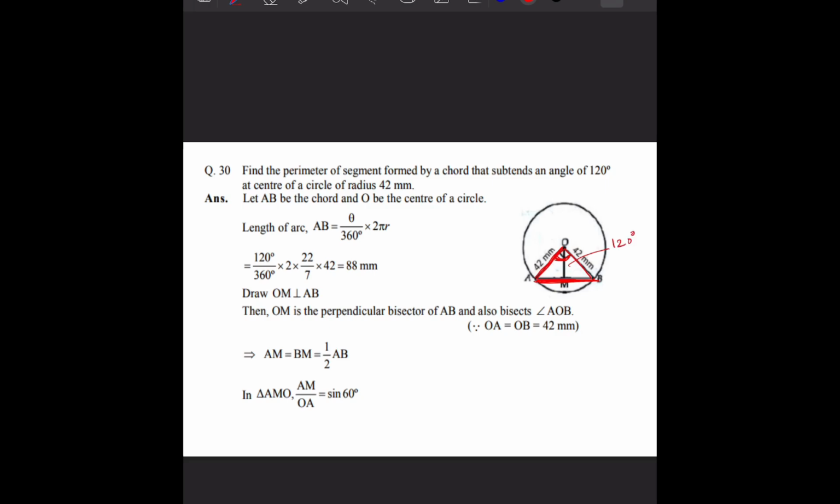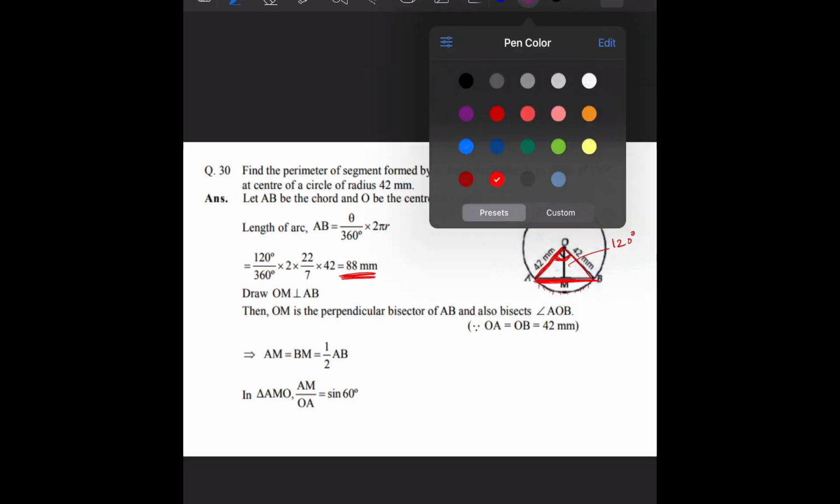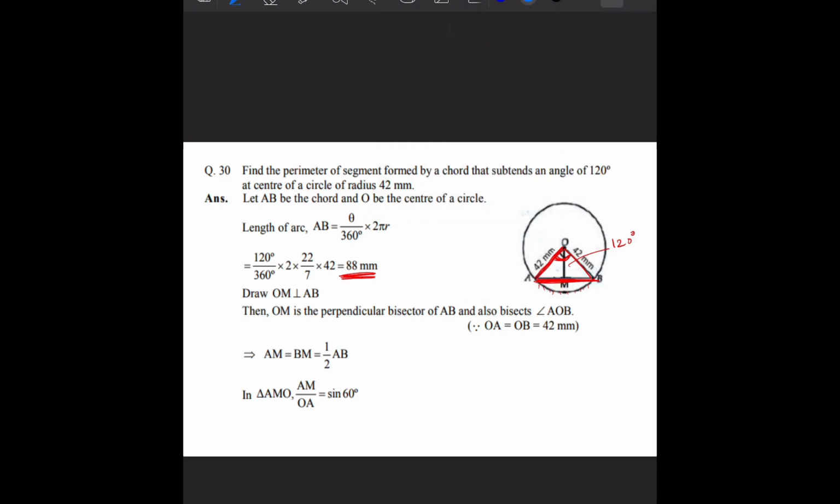And what is the radius? 42 mm. So we know length of arc. What is the length of arc का formula? Length of arc का formula theta upon 360 into 2 pi r. So what is theta? 120 upon 360 into 2 into 22 by 7 into r. What is the radius? 42. By calculating that, you get 88 mm. What is actually the perimeter of segment? Let me show you by using a दूसरा color.